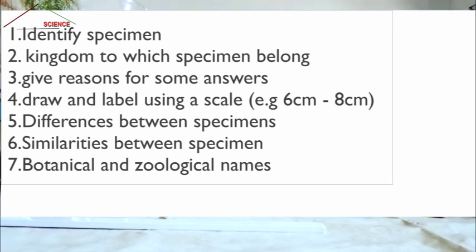The next one there is botanical name or zoological name. This is where you write down the botanical name if it is a plant, and if it is an animal, that is where you write down the zoological name of that particular animal. For example, for rats, the zoological name is Rattus rattus. So that is what that simply means.